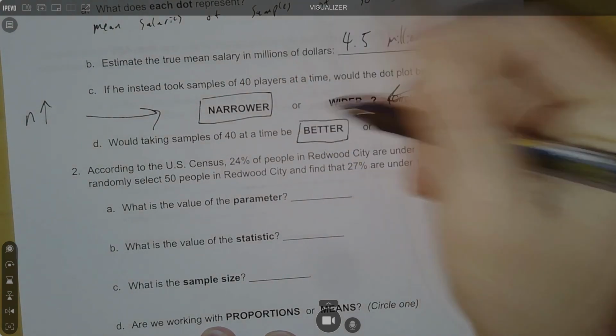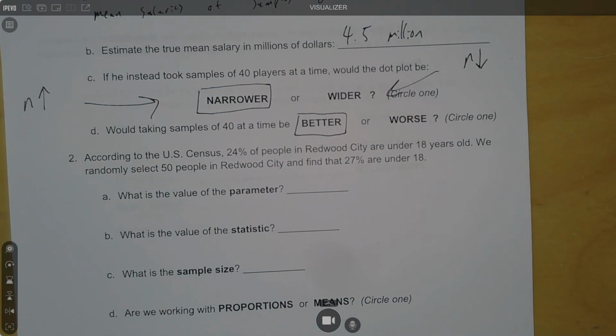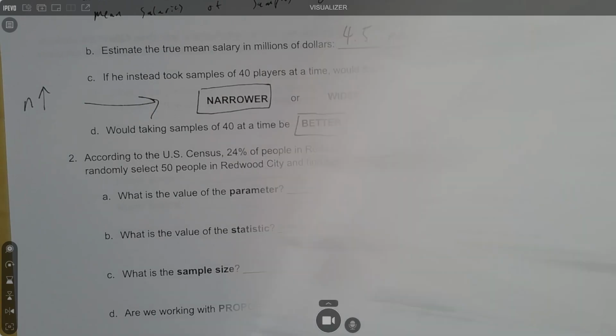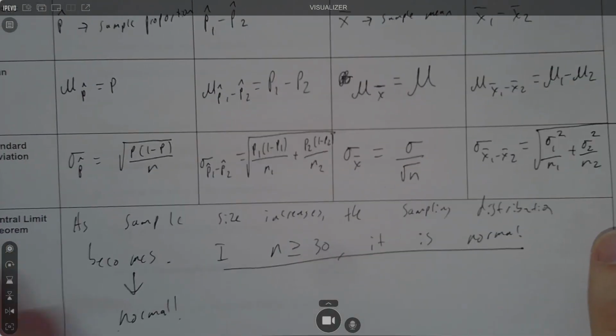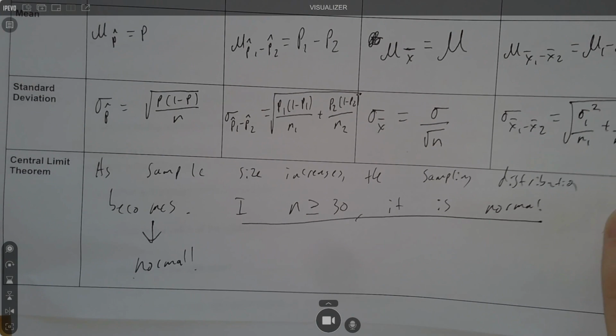That'll be better. And generally, you want higher sample sizes. That's also related to the central limit theorem because we get a more normal distribution with larger sample sizes. Okay.